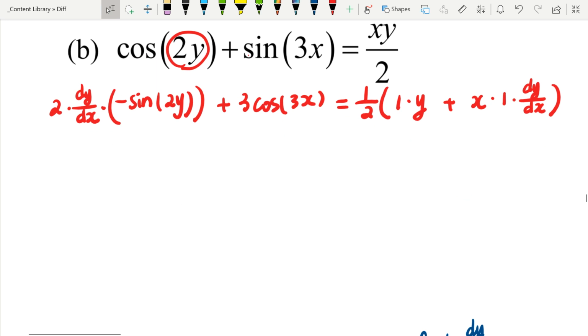Yeah, it's the product rule of x times y. See, that's much easier. You don't need to write the d dx, d dy thing a lot of times. When you differentiate y, you just put dy dx after. So what we will have is minus 2 sine 2y of dy dx.